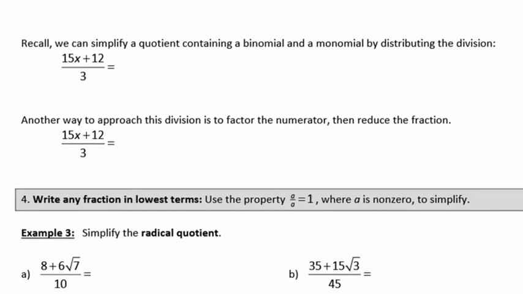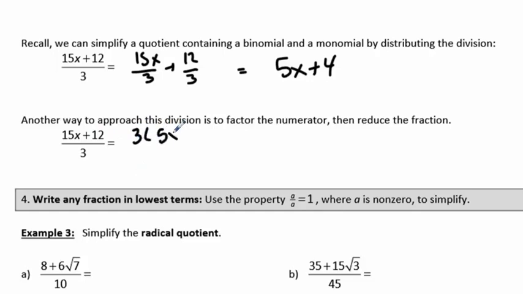Okay, another property that we had before was that if you have a binomial divided by a monomial, you can simplify by distributing the division. You can write this as 15x over 3 plus 12 over 3 and reduce that to 5x plus 4. Another way to approach the same problem is to factor the numerator. You can factor the 3 out, writing this as 3 times 5x plus 4 over 3, and then divide the 3's to get the 5x plus 4. So just two different ways of thinking about that same problem.